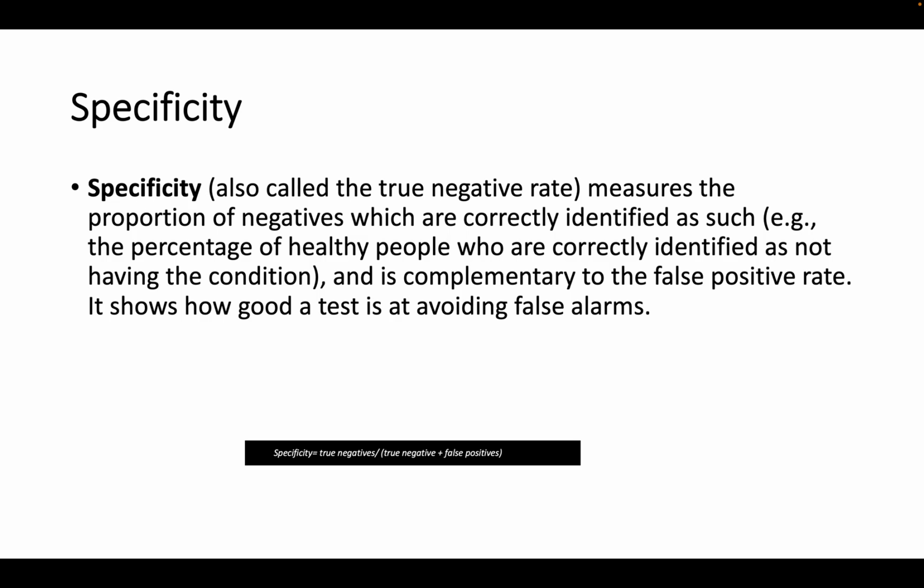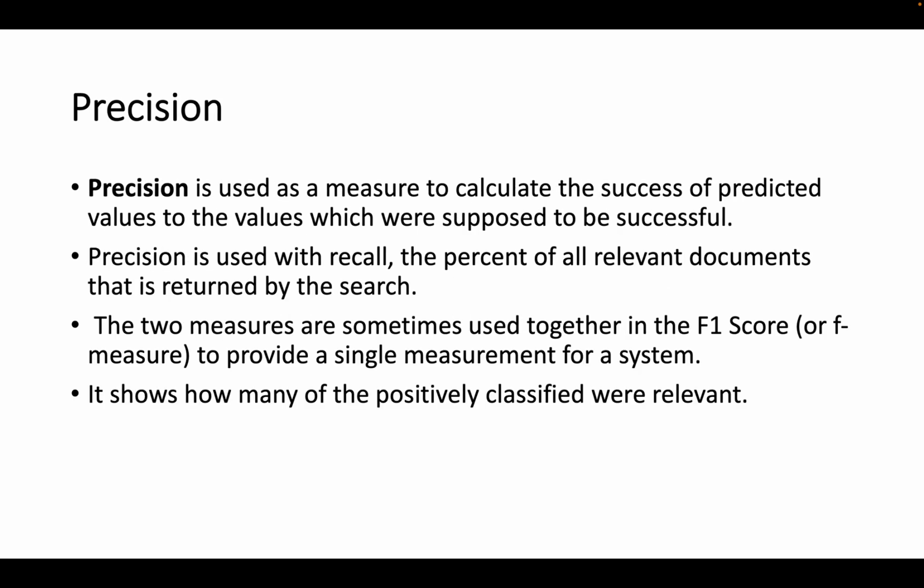Specificity, also called the true negative rate, measures the proportion of negatives which are correctly identified as such. Example, the percentage of healthy people who are correctly identified as not having the condition. And is complementary to the false positive rate. It shows how good a test is at avoiding false alarm. This one is at detecting the positive, and this is avoiding the false alarm.